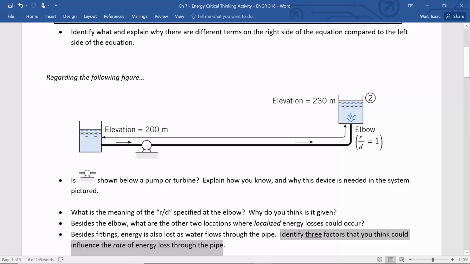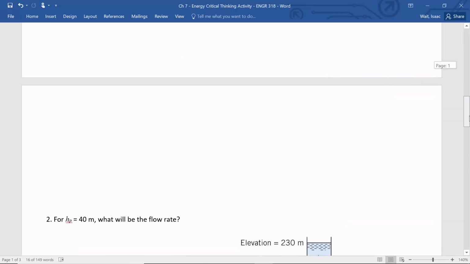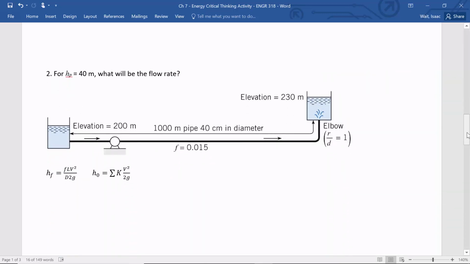Okay, now it's time for crunching some numbers. Calculate the flow rate for this system. I've put some details in. I've given you the elevations. We had those elevations before, but now what we've got is a friction factor, a pipe length, and a pipe diameter, but we don't have the flow rate. That's what I'm asking you to calculate: find Q. To find Q, you're first going to have to solve for V.